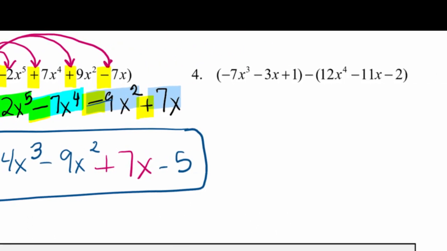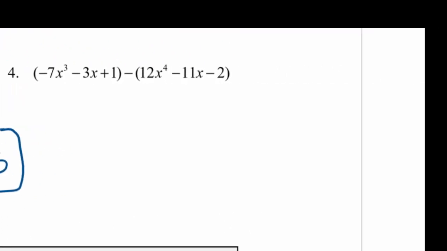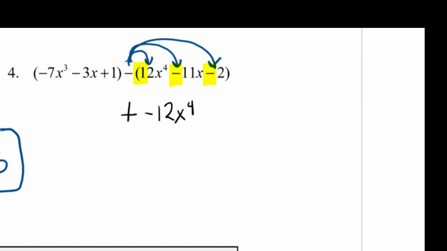It has 6 terms. Over here we're once again subtracting. So we're going to go ahead again. We've got to change all these signs. Change all 3 signs. So this changes to a plus, but it's a negative 12x to the fourth. And then here we get a positive 11x, and then we get a positive 2. We're using distributive property with that subtraction symbol, again changing to the opposite symbol.